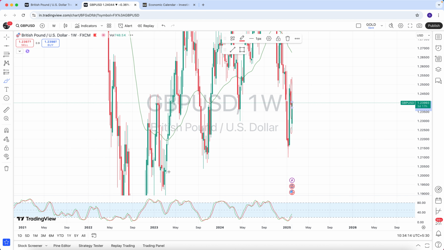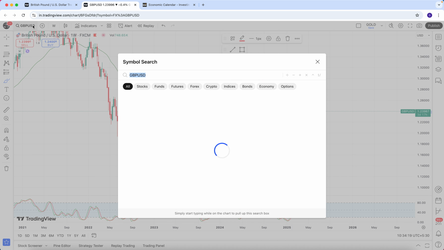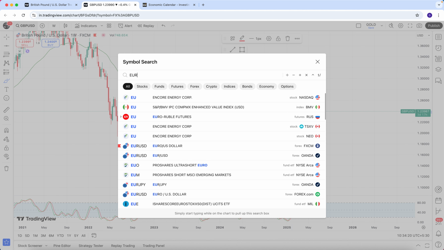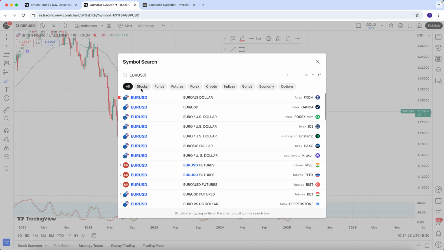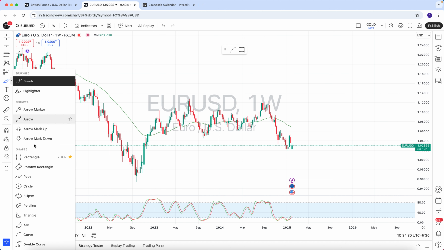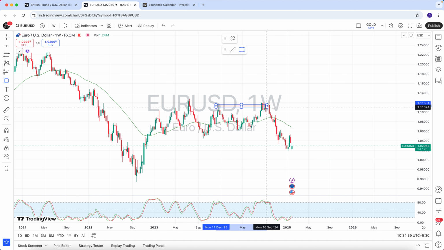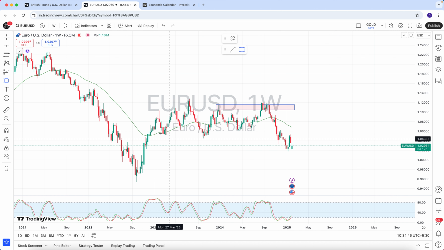Okay, let's get back to the weekly time frame, and then let's go to another forex pair. I would say let's go with the EUR/USD pair. On the EUR/USD pair, as I always say, first go with the support and resistance zones. So my first resistance zone here would be this, and the support zone would be this.